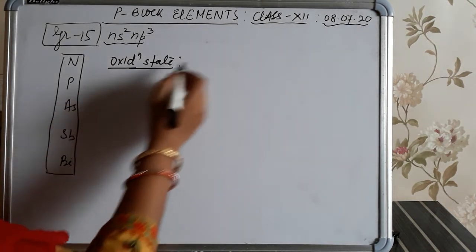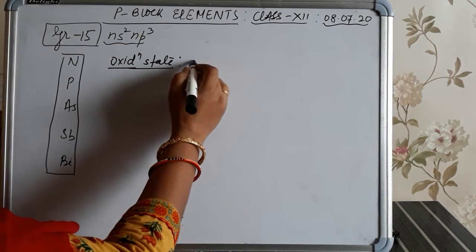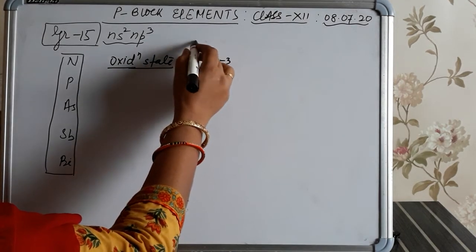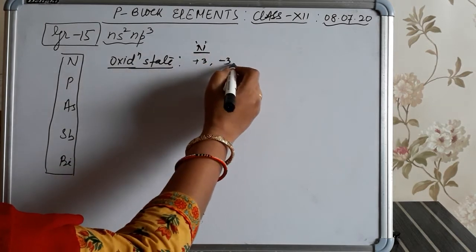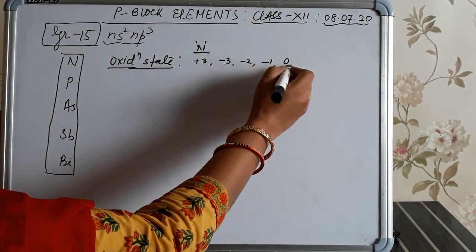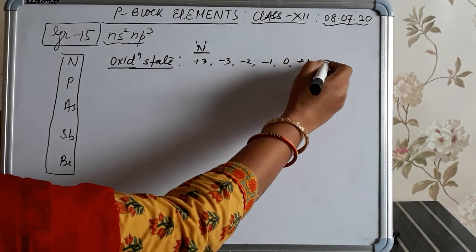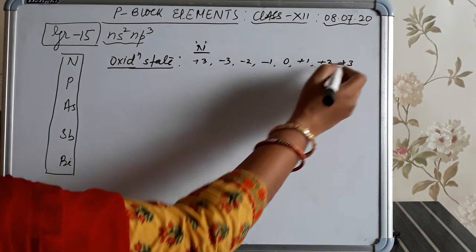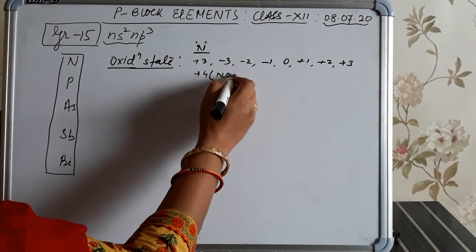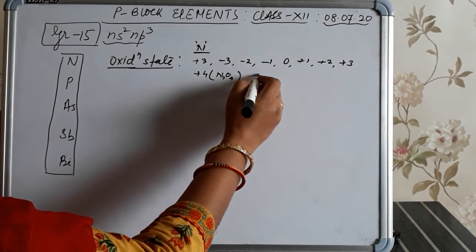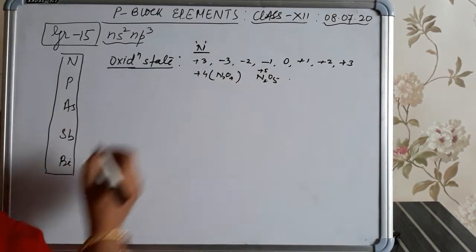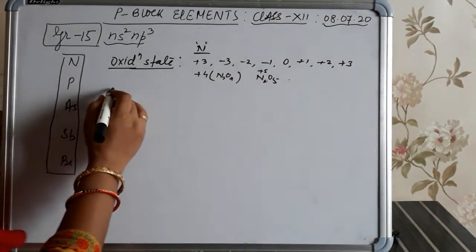In case of nitrogen, we show -3, -2, -1, 0, +1, +2, +3, +4 in N2O4 and +5 in N2O5.